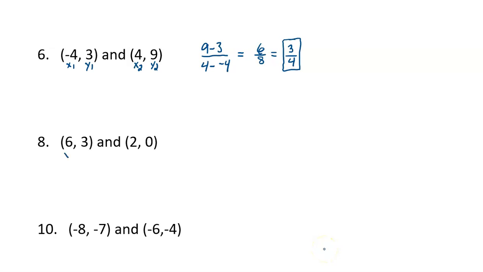Number 8. This is x1 and y1. This is x2 and y2. 0 take away 3 divided by 2 take away 6. This is -3 over -4, which reduces to 3/4.